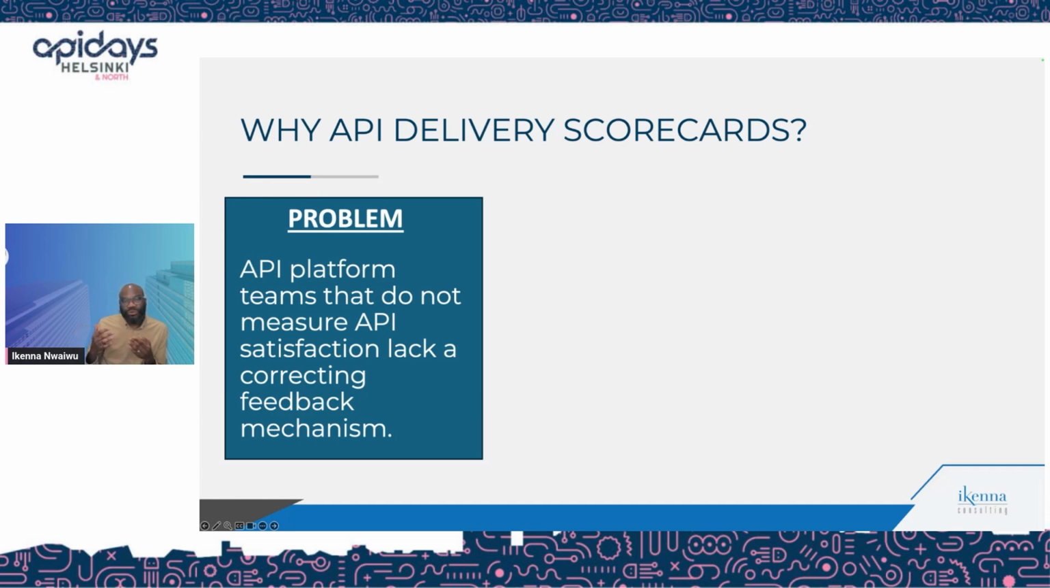What I've seen is that platform teams don't always take time to measure the satisfaction level of their customers, and because they don't do that, they lack this correcting feedback mechanism. Measuring those satisfaction levels really helps organizations go back and then optimize or improve. So where that's not being done, that feedback mechanism is not going to be in place.